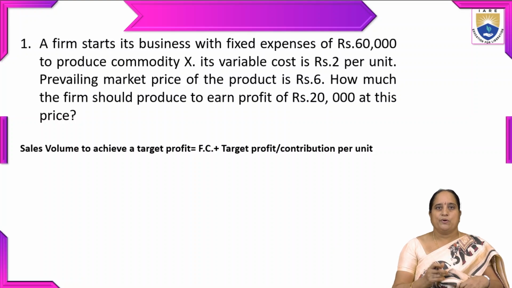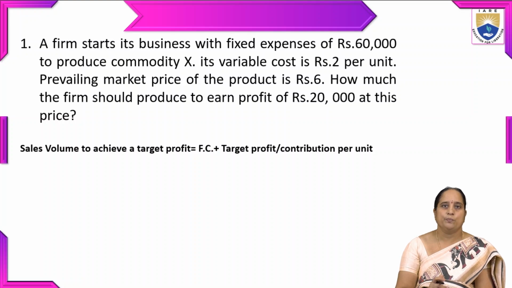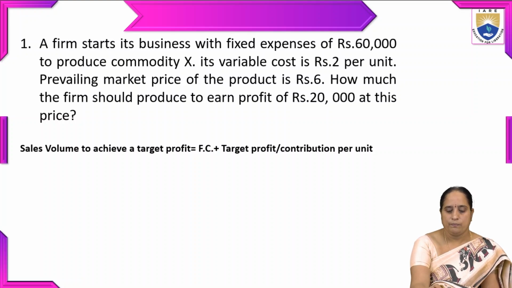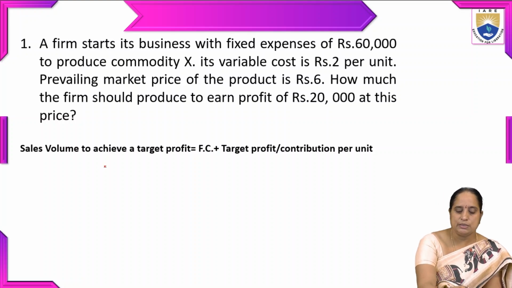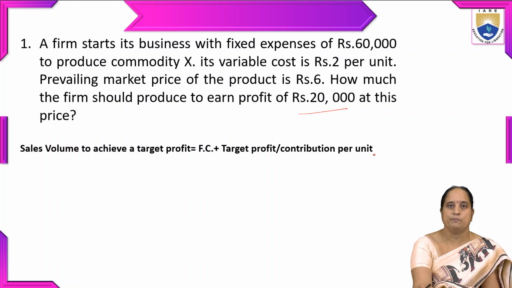So let us solve this problem. A firm starts its business with fixed expenses of 60,000 to produce commodity X. Its variable cost is 2 rupees per unit. Prevailing market price of the product is 6 rupees. How much should the firm produce to earn a profit of 20,000 at this price? So in this problem we have to find out the sales volume to achieve the target profit. The formula is fixed cost plus target profit divided by contribution per unit.